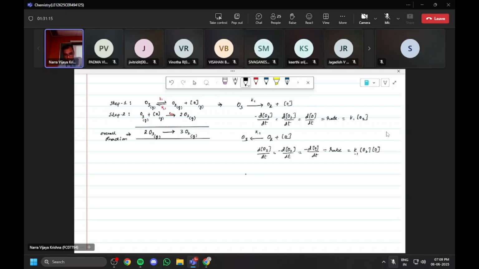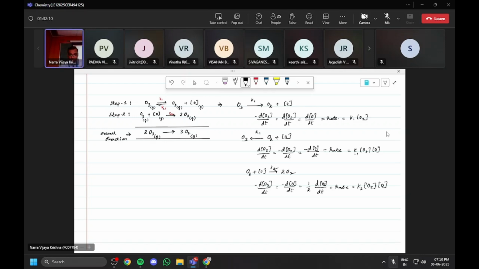Now I am taking the third step. What is the third one? Means step 2. O3 plus O going to 2O2. Correct? What is the instantaneous rate? Minus d[O3]/dt is equal to minus d[O]/dt is equal to 1/2 d[O2]/dt. Correct? This is the rate. Law of mass action: this is K2 now we have taken. Now K2 into [O3] into [O].